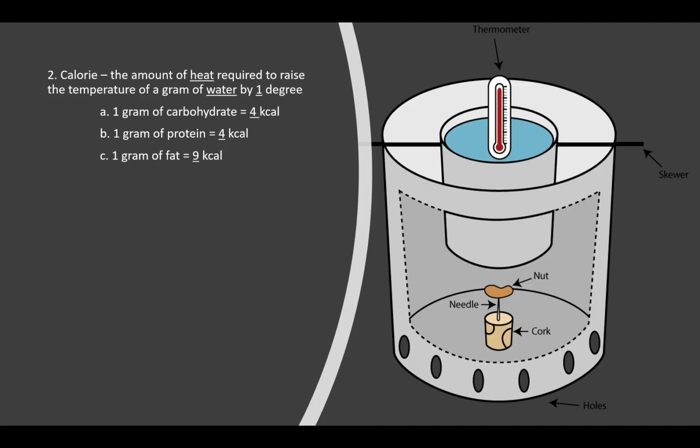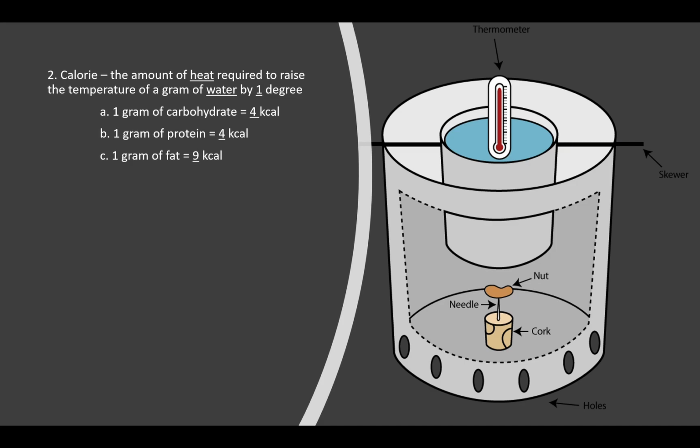Now, one thing I wanted to mention, and you've all heard about it, and you're going to be looking at these when you do your food diary, are calories. The definition of a calorie is the amount of heat required to raise the temperature of a gram of water by 1 degree. That's the official definition of a calorie. And the picture on your screen is a drawing of what's called a calorimeter. This will measure calories.